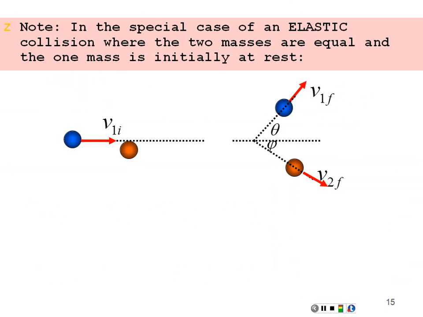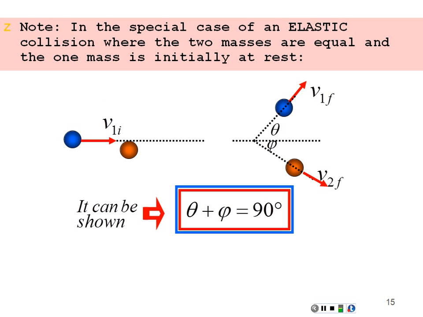In a special case of an elastic collision where the two masses are actually equal and one mass is initially at rest, if you have a glancing collision in that special case, we would find through geometry and a little bit of algebra, it takes about a page and a half, you can show that the sum of those angles after the collision is equal to 90 degrees. How about that? They will go off from each other at a right angle.